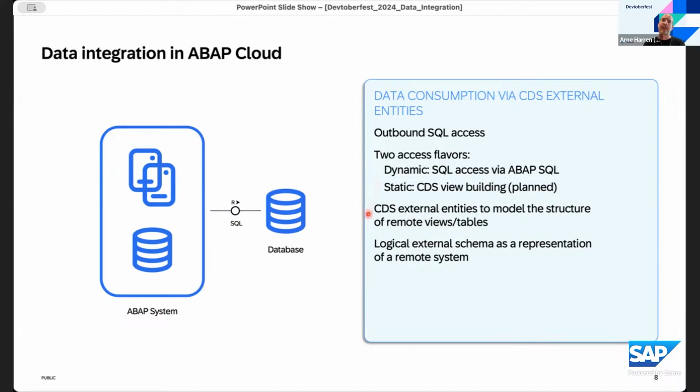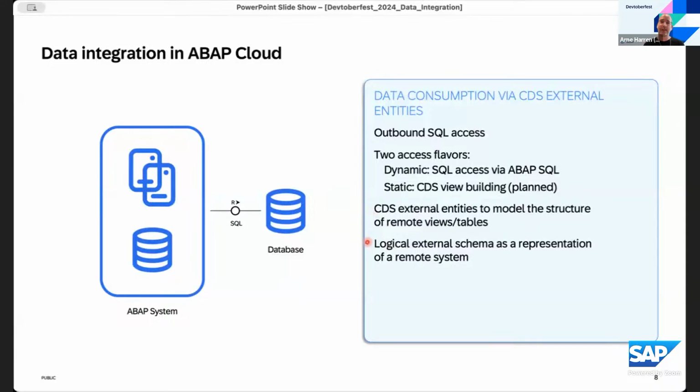As mentioned, we have a new CDS design time artifact, which is the CDS external entity, and that models the data structure of your remote object. So it's comparable to an SAP HANA virtual table, which maps your local view of a remote view or table. And as a remote system could use different names for the object or for the fields, we also have a mechanism so that you can say, okay, my ABAP name is like this, and the remote object name or the remote field name looks different.